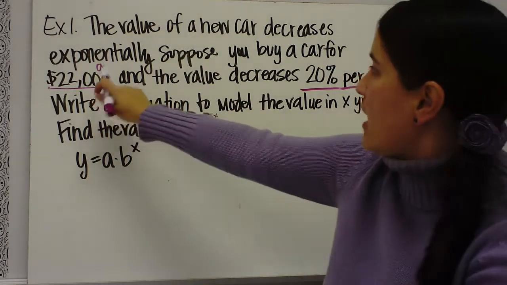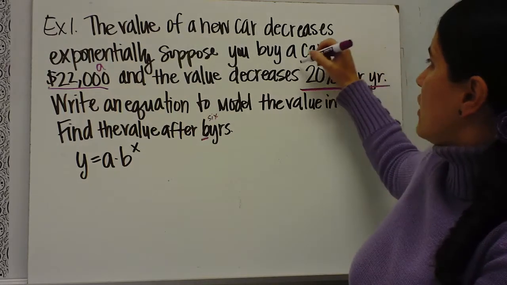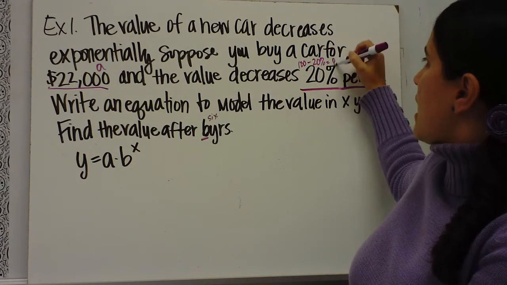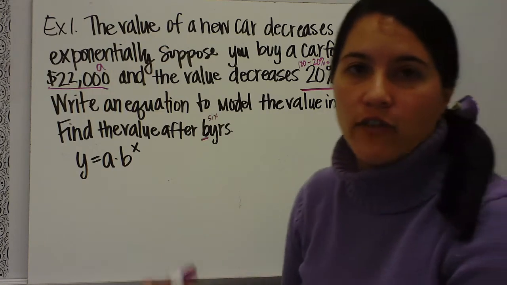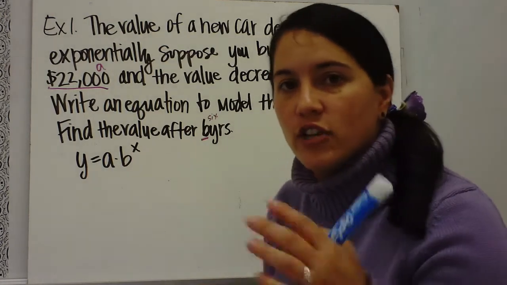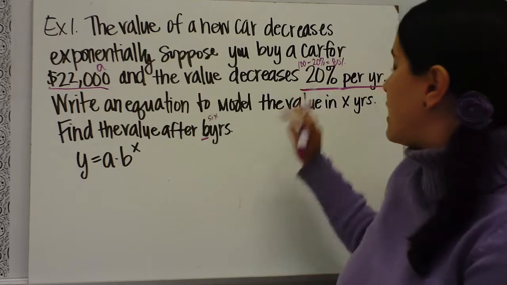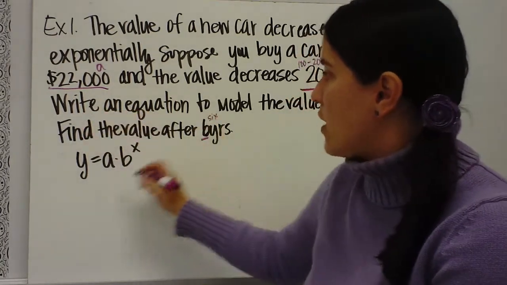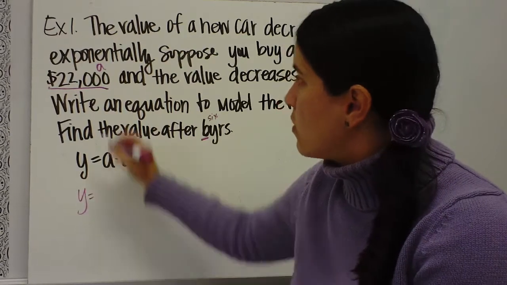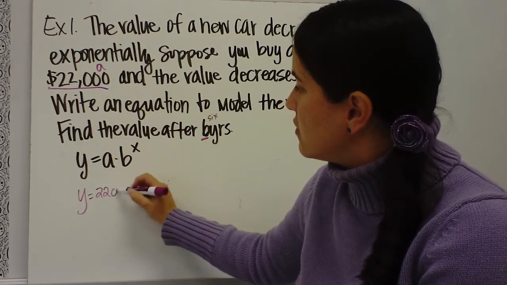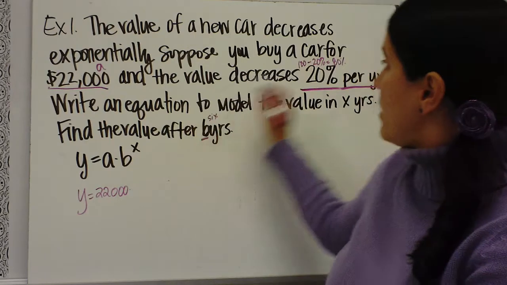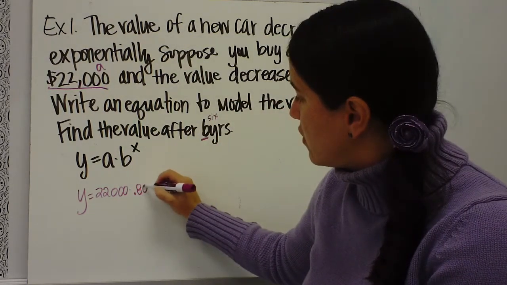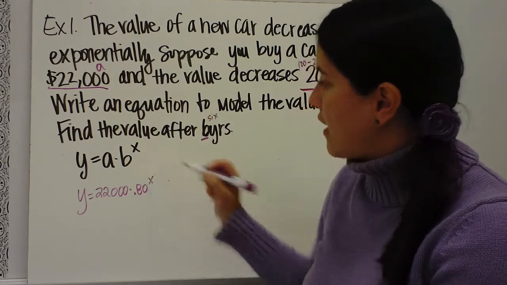So we have our A and we have our B. 100% minus 20% is going to be 80%. Now remember, when you have your decreasing value, you're going to start at 100, take away whatever it decreases, and you get 80. So when we plug it into our formula, first we have to write an equation. Y equals 22,000 times B, which is 80%. Remember, we need to bring it to a decimal. And then X.